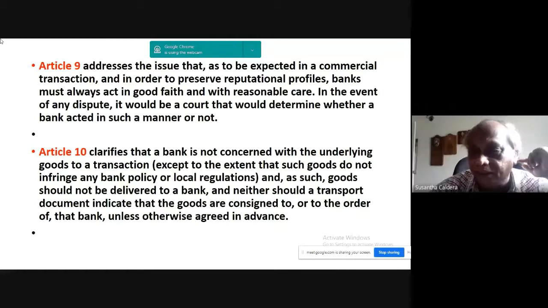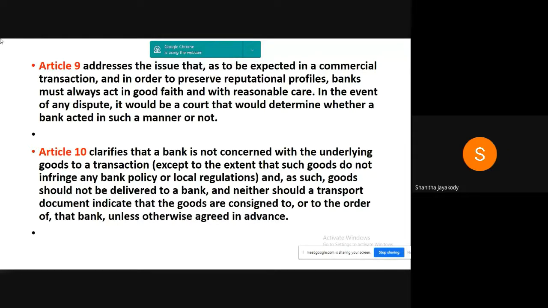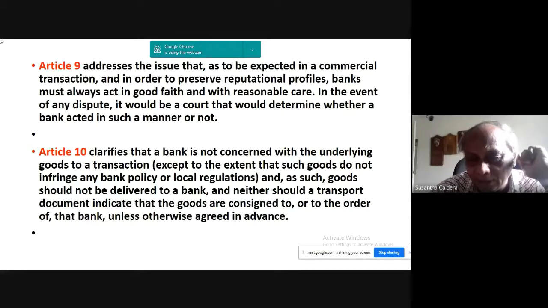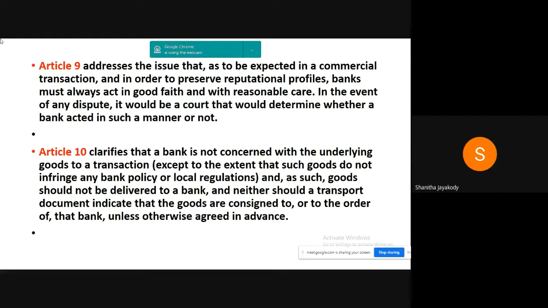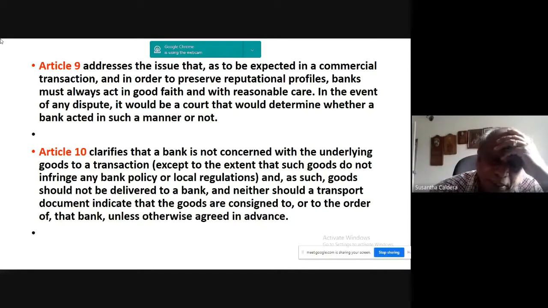Excuse me, sir. So this rule applies only for documentary collection, or is it only for the documentary collection? So when we are handling LCs, is it a problem? May I know who is speaking there? Shanita. Chanita, you are from which bank? Commercial Bank. Very good.